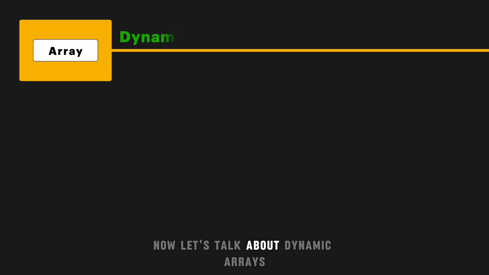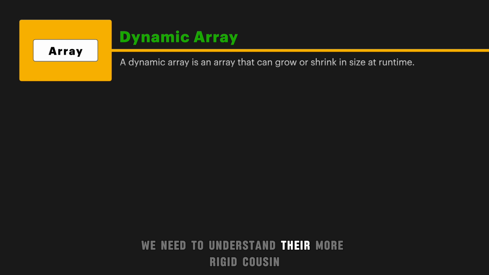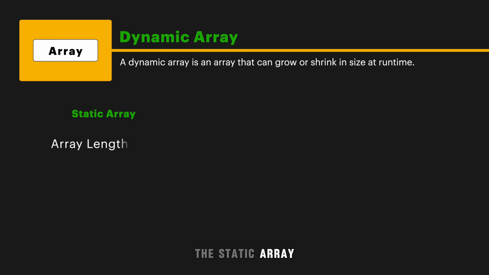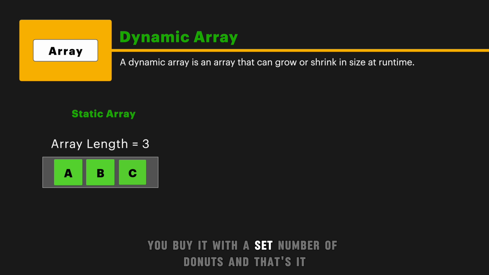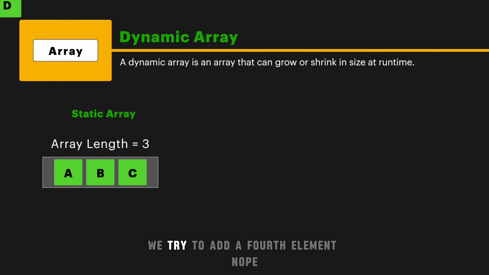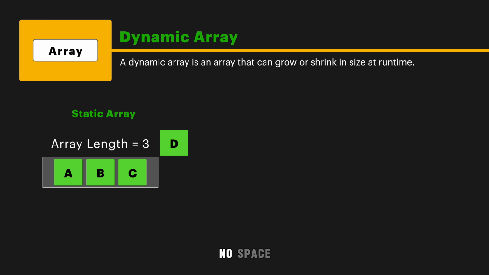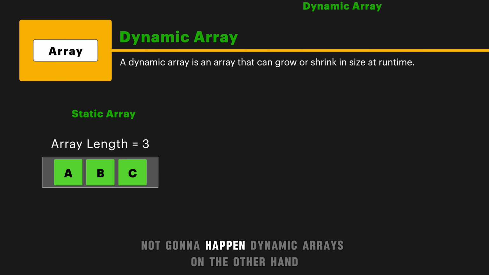Now, let's talk about dynamic arrays. To really appreciate these, we need to understand their more rigid cousin, the static array. Imagine a static array like a box of donuts. You buy it with a set number of donuts, and that's it. You can't squeeze in more donuts once it's full. So, let's say we have a static array with room for 3 elements. We try to add a 4th element. Nope, no space. It's like trying to fit that extra donut in the box, not gonna happen.